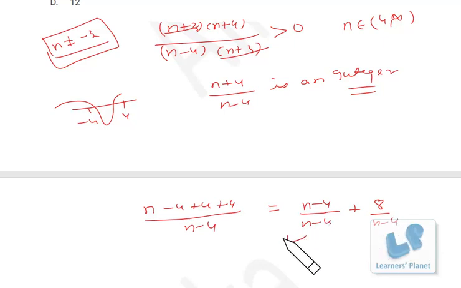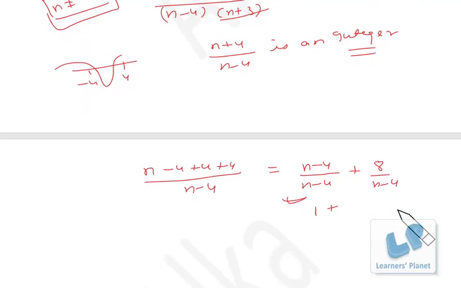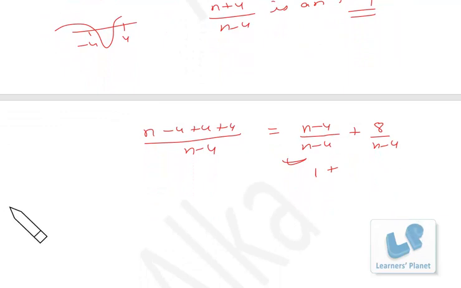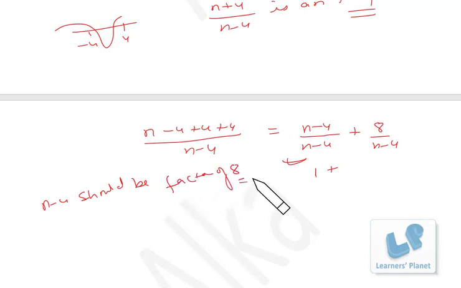Now this first part is already an integer. Now we want this to be an integer, which means n minus 4 should be a factor of 8, right? Then only 8 upon n minus 4 will be an integer. Now we have to calculate the largest integral value of n for which this is an integer.